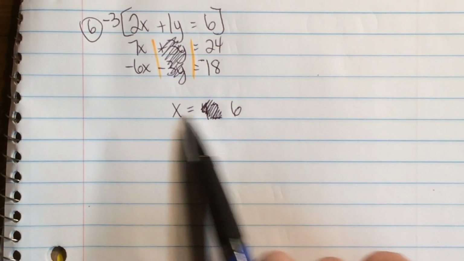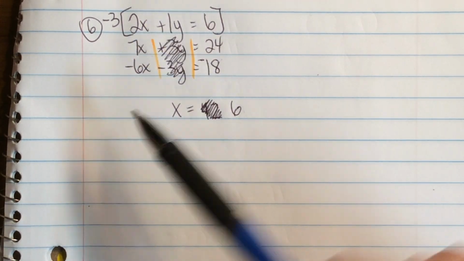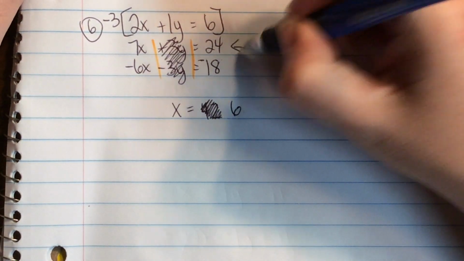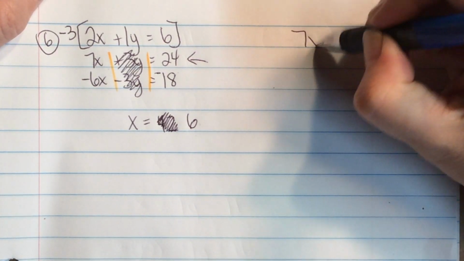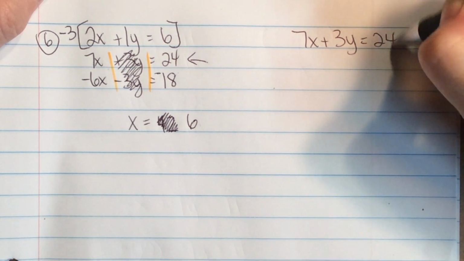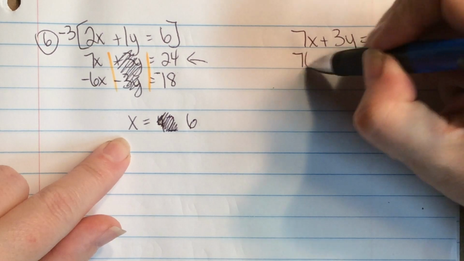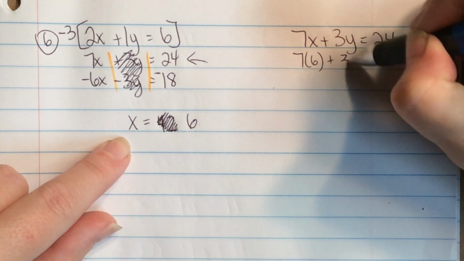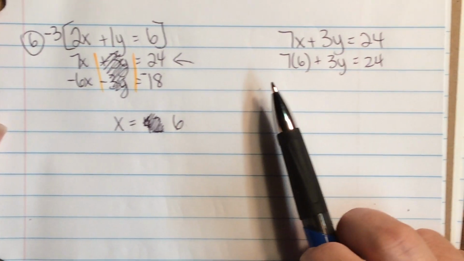All right, so x equals 6, and I can pick any of the 3 equations here. I think I'm going to pick that middle one again. I'm just going to write it over here to the side. So I got 7x plus 3y equals 24. Well, x is 6, so 7 times 6 is 42.